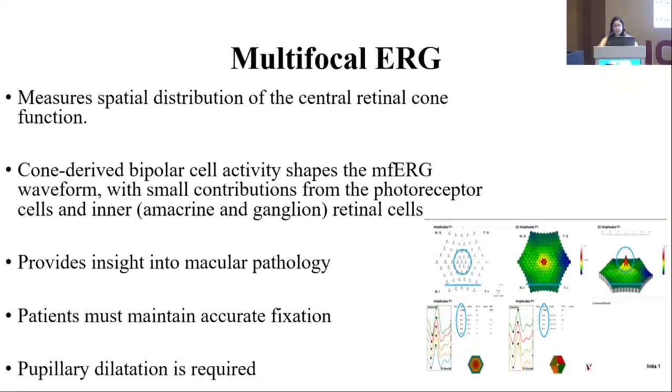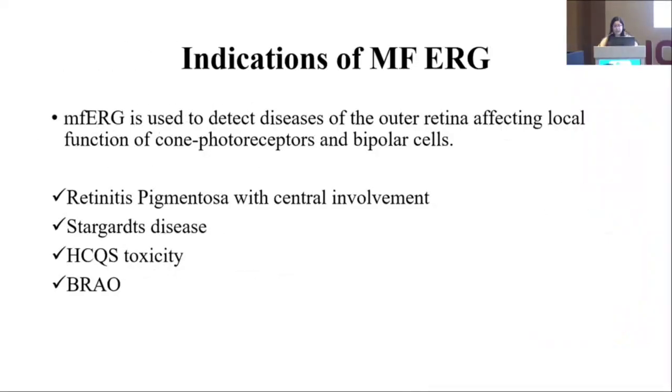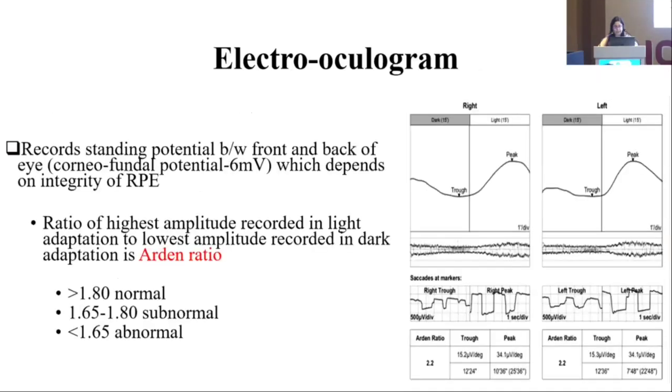Multifocal ERG is cone-driven bipolar cell activity. It provides insight into macular pathology. Patients must maintain accurate fixation, so pupil dilation is not required. Multifocal ERG assesses many local ERG responses, 61 or 103 hexagons within the central 40 to 50 degrees. There is an initial negative deflection N1, followed by a positive P1, followed by a negative deflection N2. MFERG is used in diagnosing retinitis pigmentosa with central involvement, Stargardt's disease, HCQS toxicity, and BRAO.